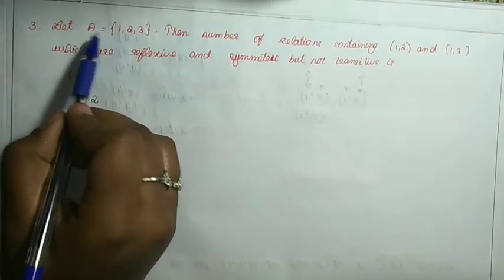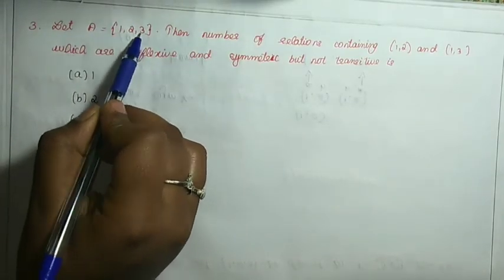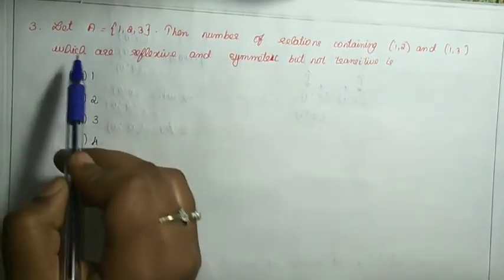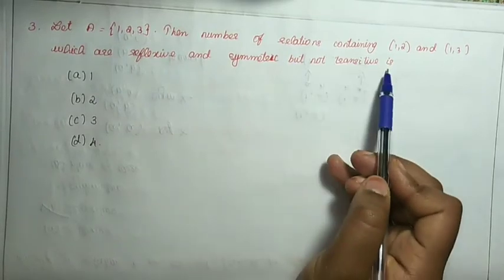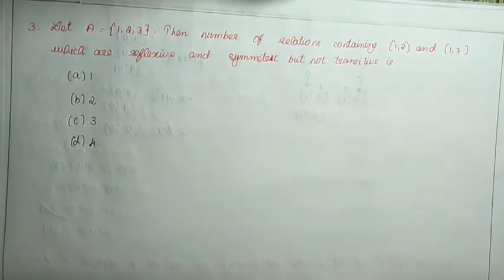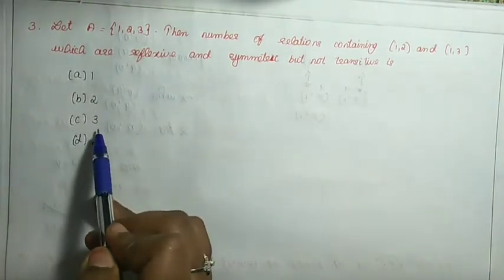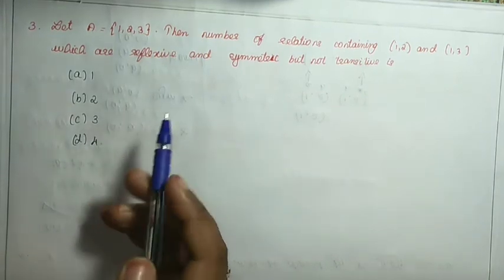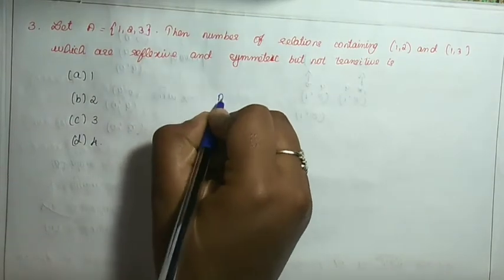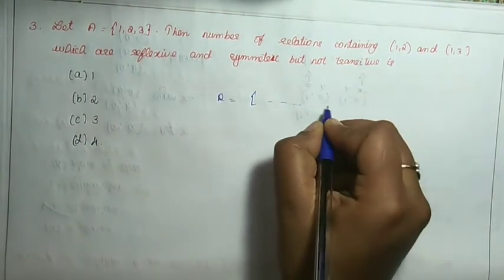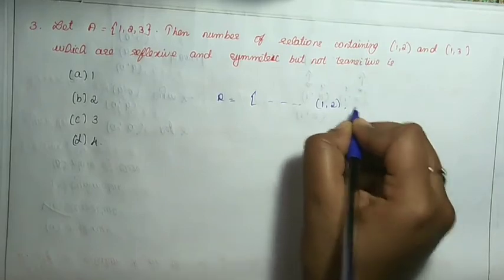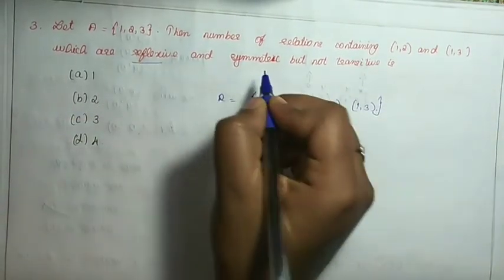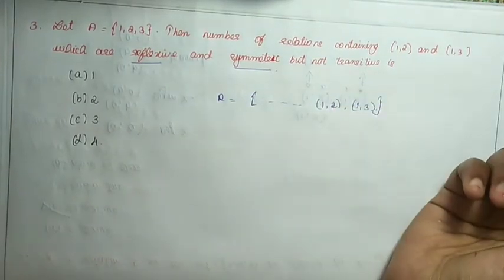Question 3: let A equal the set {1, 2, 3}. Then the number of relations containing (1, 2) and (1, 3) which are reflexive and symmetric but not transitive is dash. Option A 1, option B 2, option C 3 and option D 4. So now what is the question that they have asked? They are saying that a relation contains some elements, with the pairs (1, 2) and (1, 3). So they are saying that this relation is reflexive and symmetric but it is not transitive.